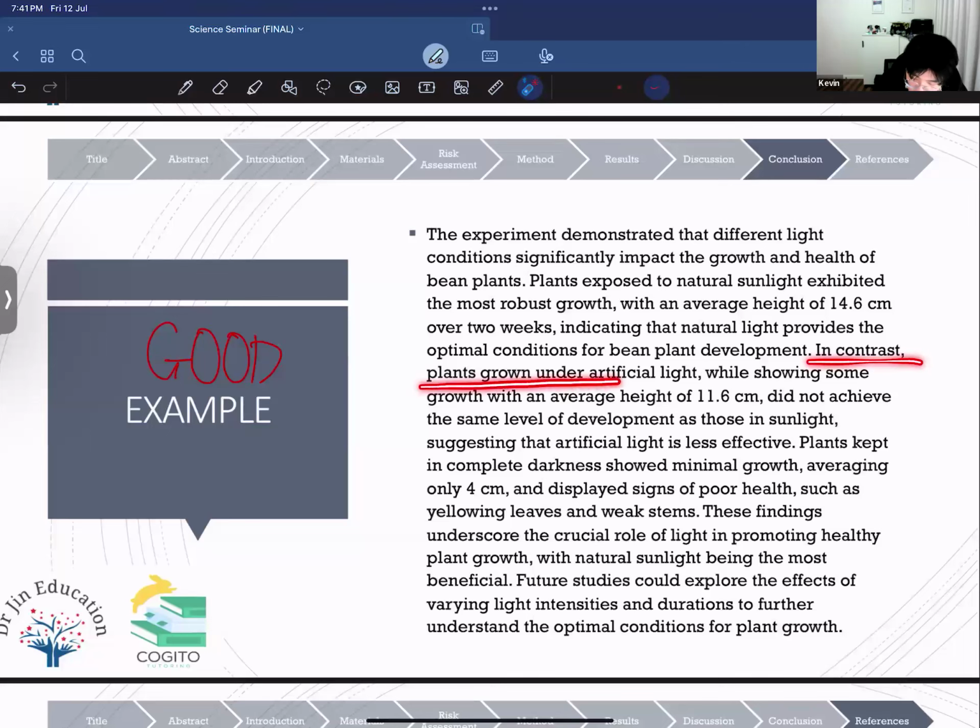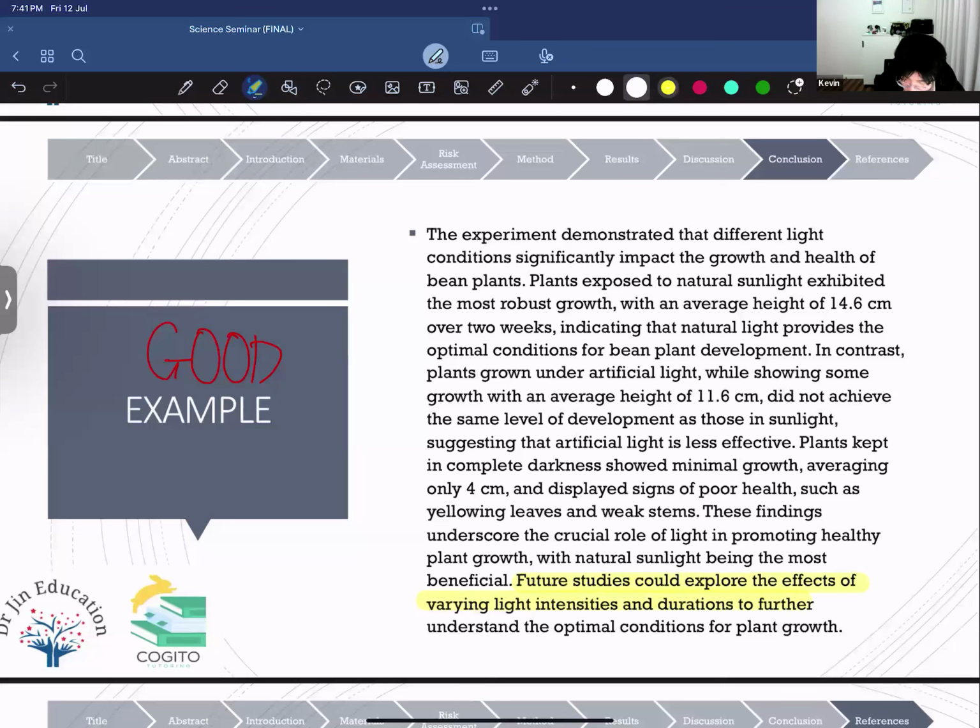In contrast, plants grown under artificial light, while showing some growth with an average height of 11.6, did not achieve the same level of development as those in sunlight, suggesting that artificial light is less effective. Plants kept in complete darkness showed minimal growth, averaging only 4 cm, and displayed signs of poor health, such as yellowing leaves, weak stems. These findings underscore the crucial role of light in promoting healthy plant growth, with natural sunlight being the most beneficial. Future studies could explore the effects of varying light intensities and durations to further understand the optimal conditions for plant growth.